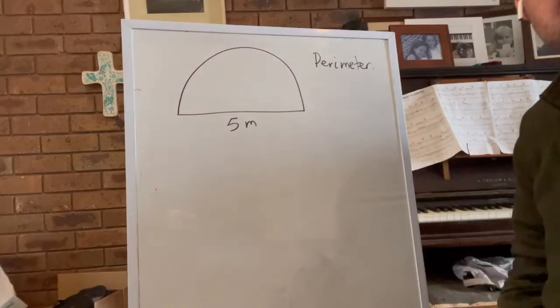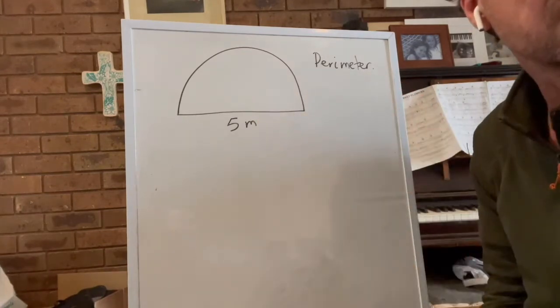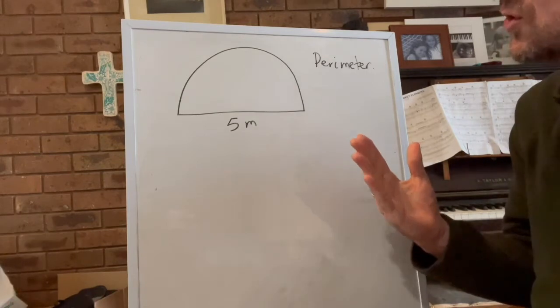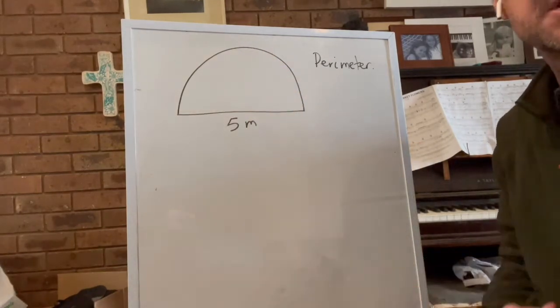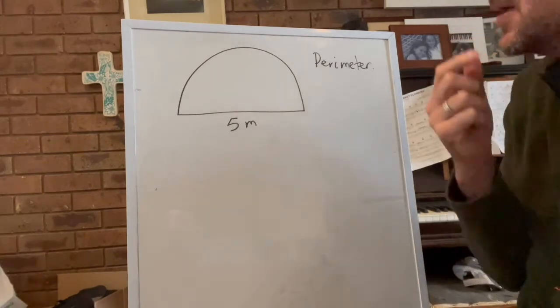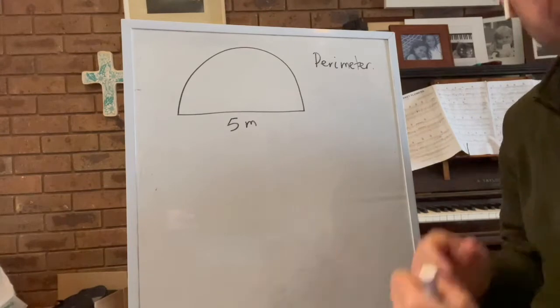This time we're given a portion of a circle. In this case, it's a semicircle, but it could also be a quarter of a circle, in which case it'll be split up through the middle here. And we're told the distance through the middle here, 5 meters. So this effectively gives us the diameter of the full circle.